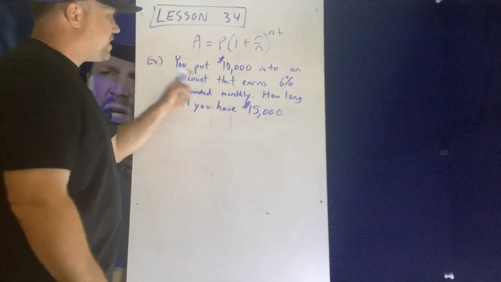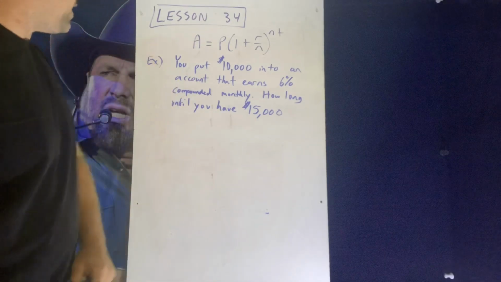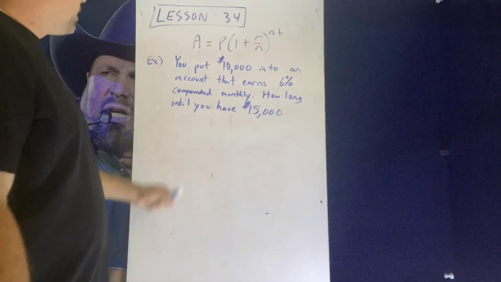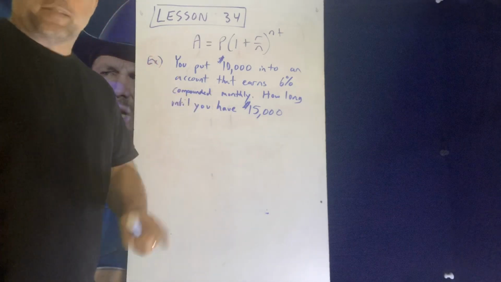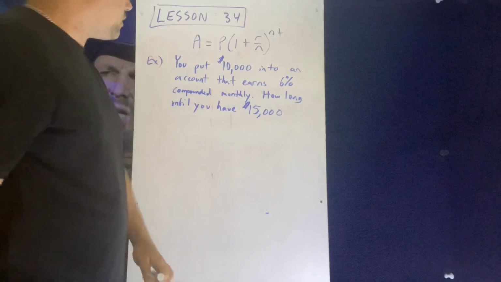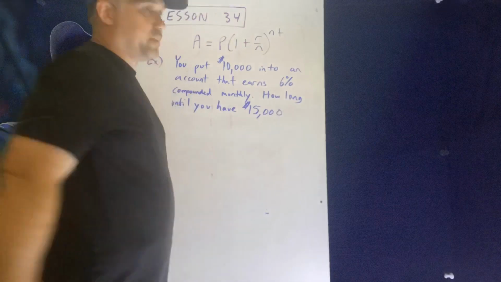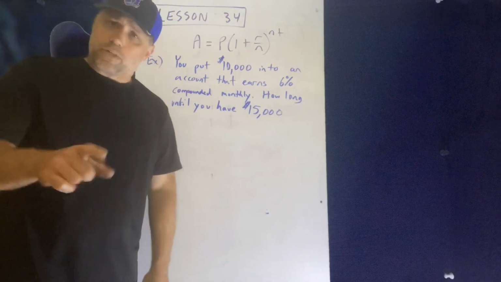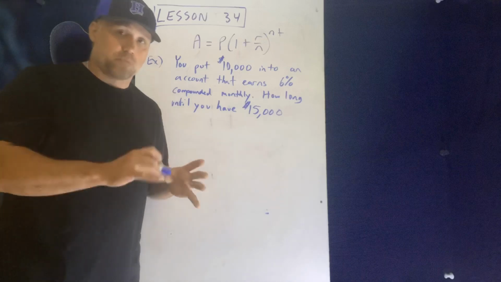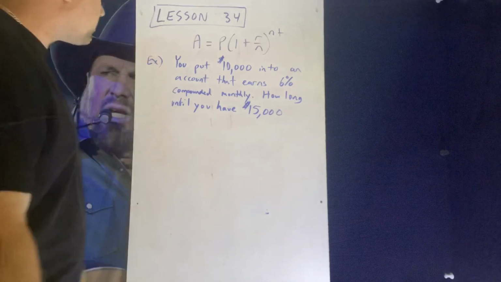You're going to put $10,000 into an account that earns 6% compounded monthly. How long until you have $15,000? All right, 6% is actually pretty good gain right there. 6% is usually what you want to strive for when you're investing, as a minimum. If you get 6% or higher, you're doing good with your investments.